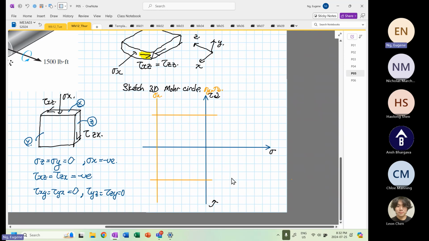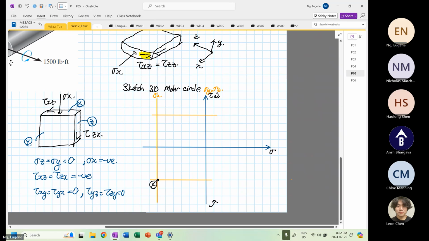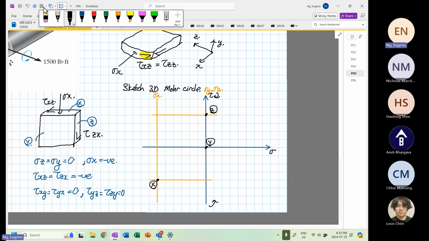Right. So the shear on X is going to rotate the element in the counterclockwise direction. So over here, this is our X. Right. And then the shear on Z is going to rotate in the clockwise direction. And our Y has no stress at all. Right. So from here, we can construct a 3D Mohr's circle.